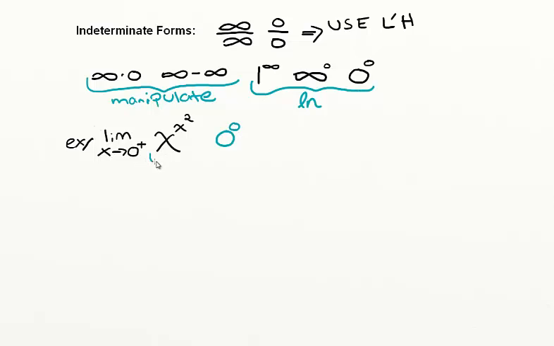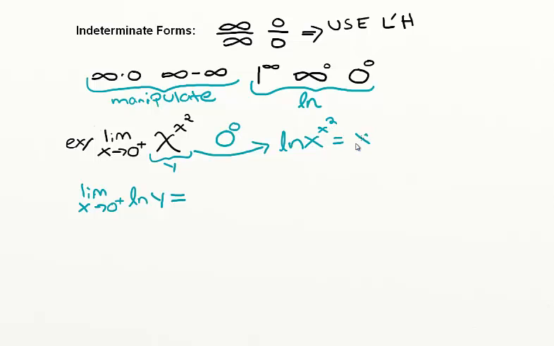So what I like to do is I like to call this y, whatever we're taking the limit of. That way when we take the limit of the natural log, we can keep track of it. We're going to do it over here. The natural log of x to the x squared is actually x squared times the natural log of x, right? Because we can take the power down like that when we have a natural log.